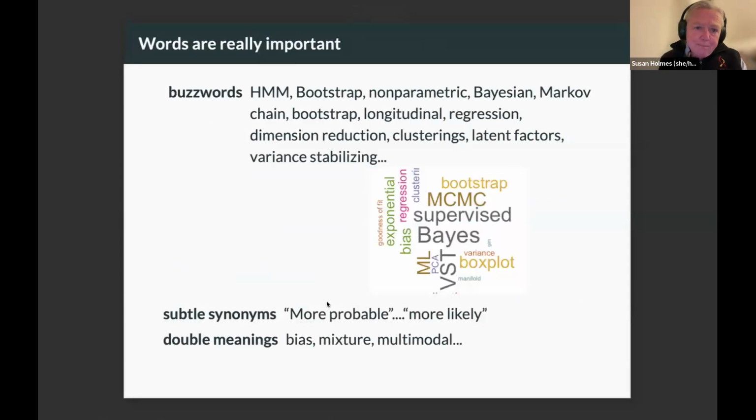Now, as I said, buzzwords are really important. So we use the technical words like hidden Markov models or bootstrap or non-parametric or Bayesian, because this will make the answers very, very useful and much more targeted. It's not that they're always right. That is, ChatGPT does still make mistakes, and you can challenge it and cross-check, and that's always a very good learning practice.